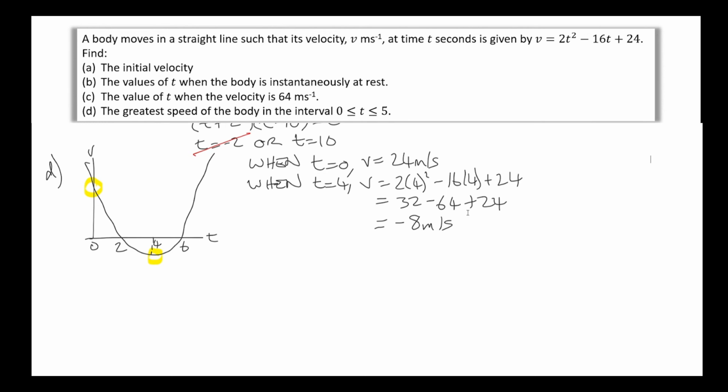At what time was this moving with its greatest speed? And that's between 0 and 5 seconds. So that greatest speed was right at the beginning of the journey.